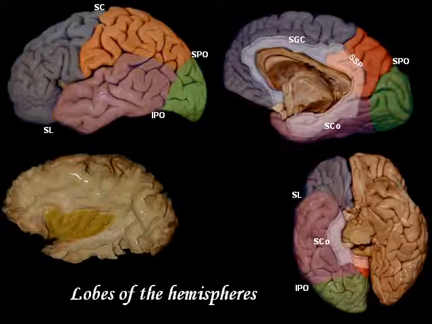The lobes of the hemispheres. By means of these fissures and sulci, assisted by certain arbitrary lines, each hemisphere is divided into the following lobes: the frontal, the parietal, the temporal, the occipital, the limbic, and the insula.